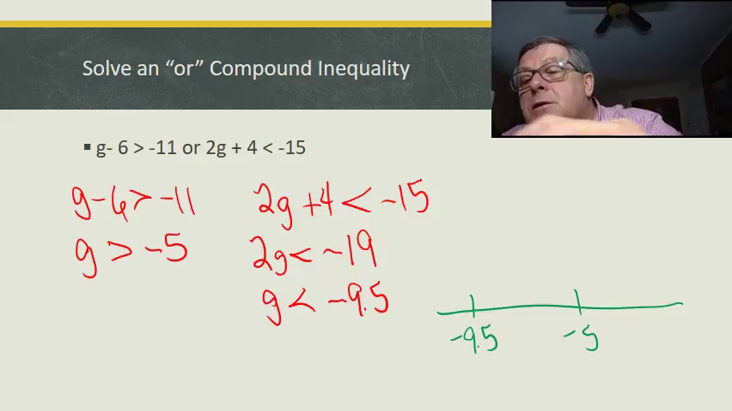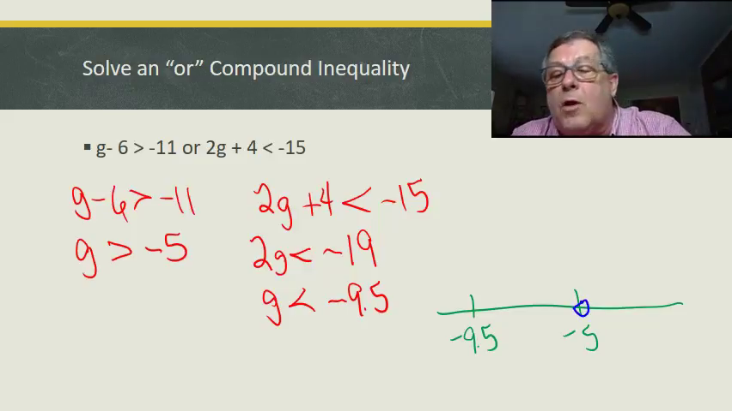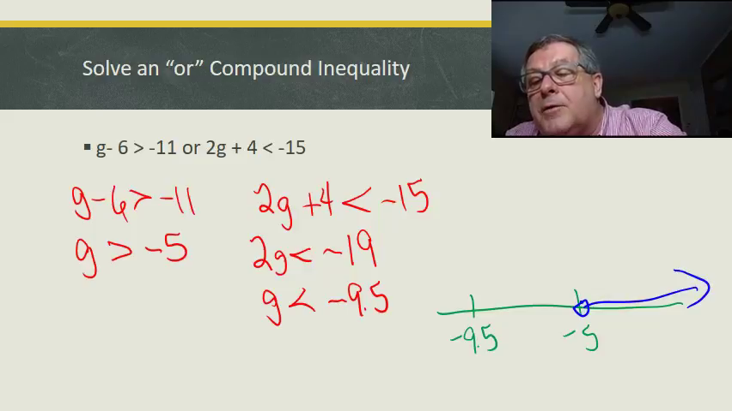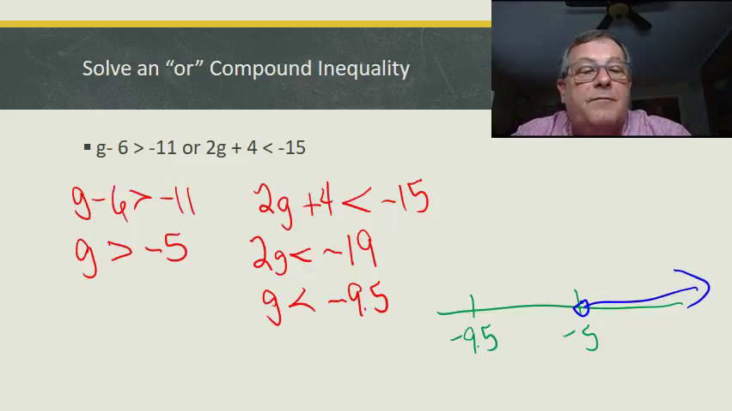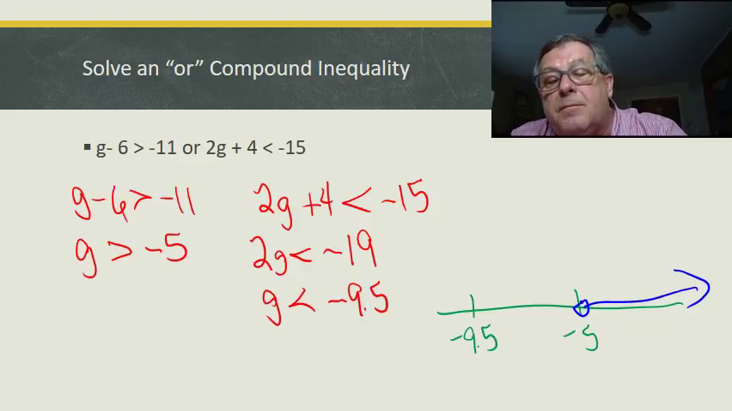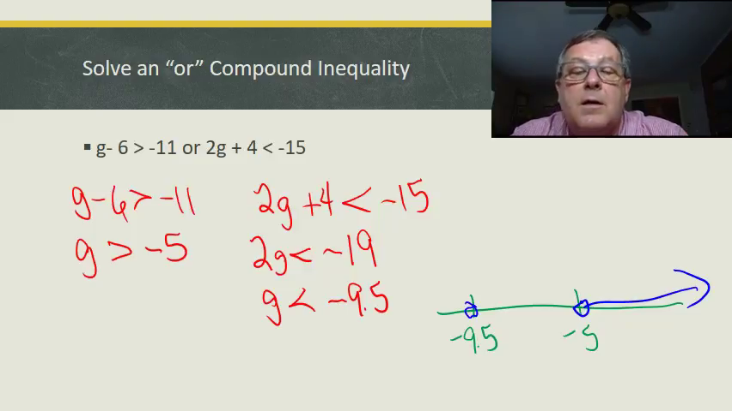Let's change colors on this. That's going to be an open dot. And it's greater than, so my graph is going to come out here to the right of that negative 5, indicated by an open dot. And then we've got g is less than negative 9.5. Well, again, that's a less than, doesn't have an equal to attached to it, so that's also going to be an open dot. And it is less than, so it's going to come out here to the left.